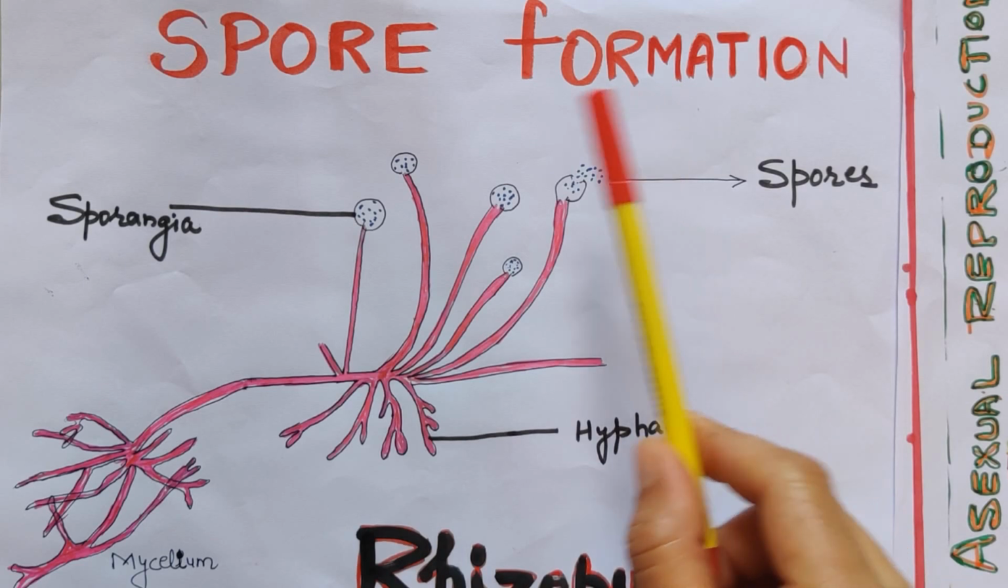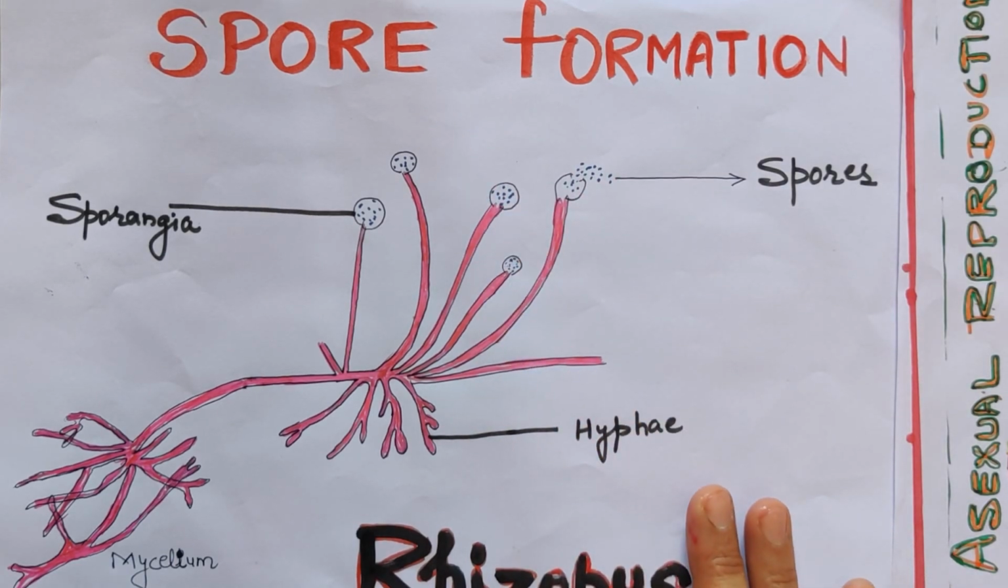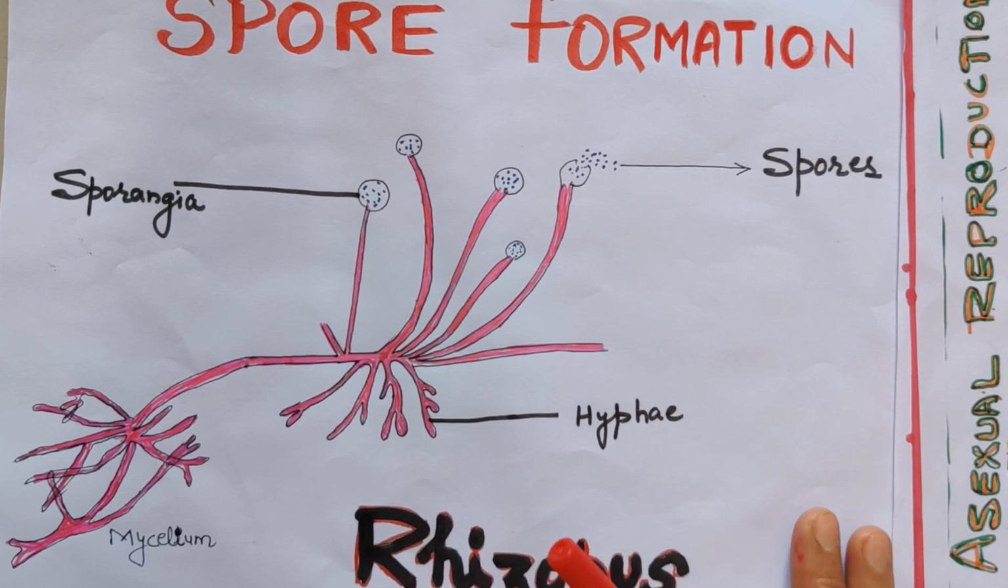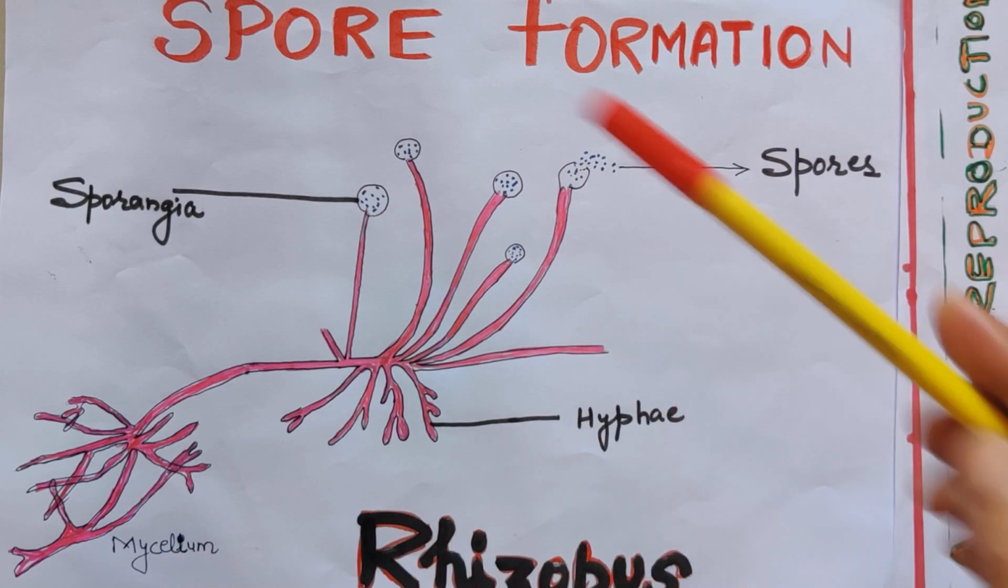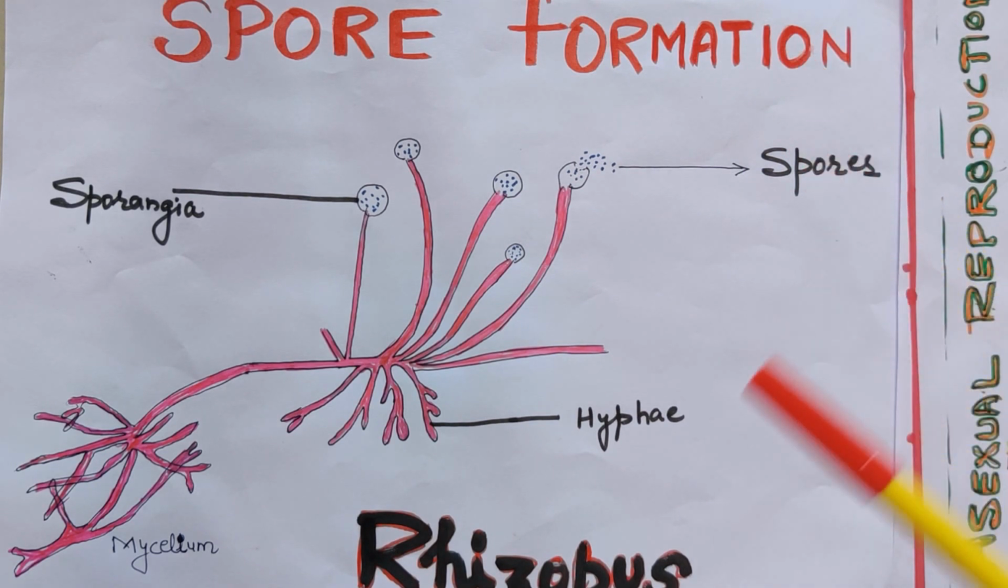Spore formation. You read about bread mold, Rhizopus. Sometimes if you forget to keep your bread inside the fridge, what happens? You observe blue and black patches on the bread kept outside in your kitchen. Those blue-black patches are fungus. So how does Rhizopus bread mold reproduce? It reproduces by spore formation.